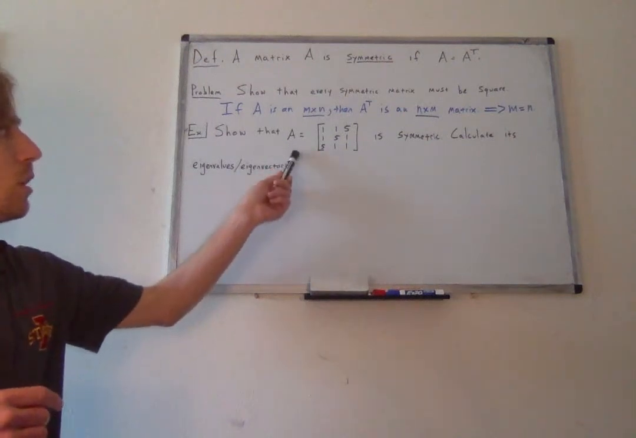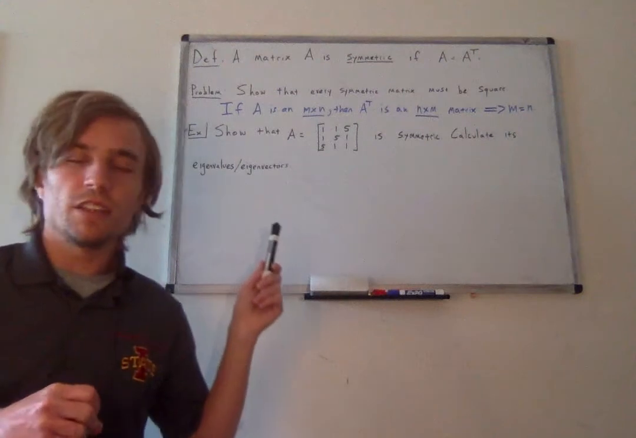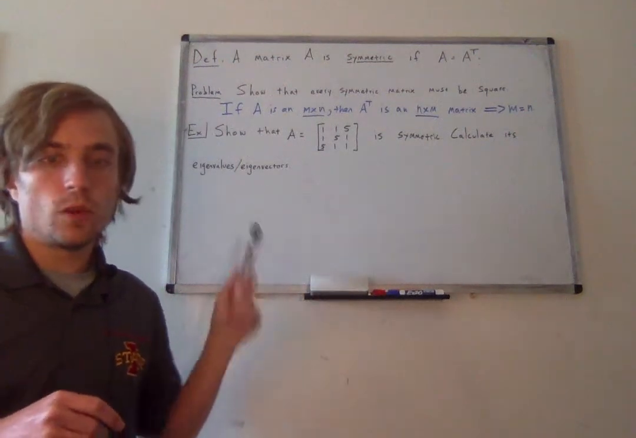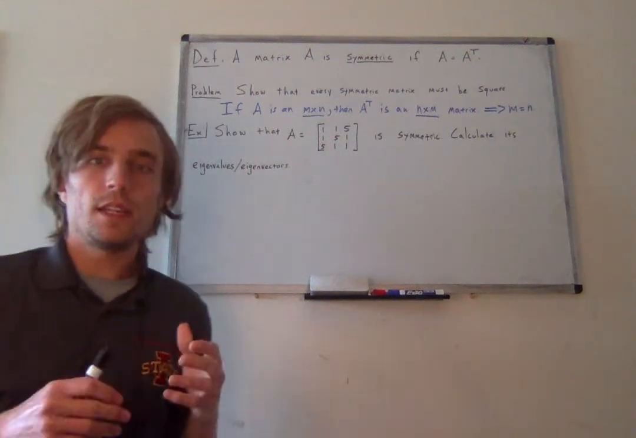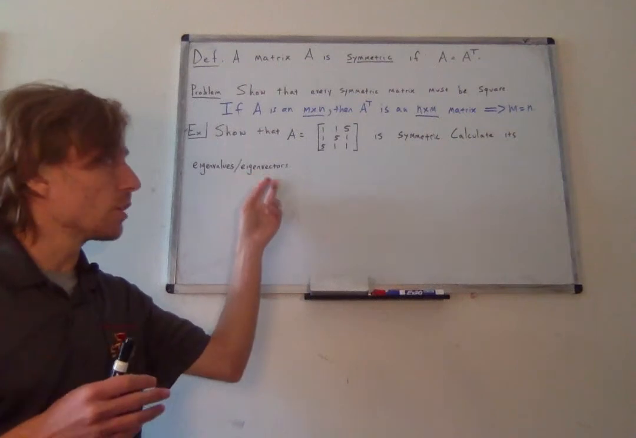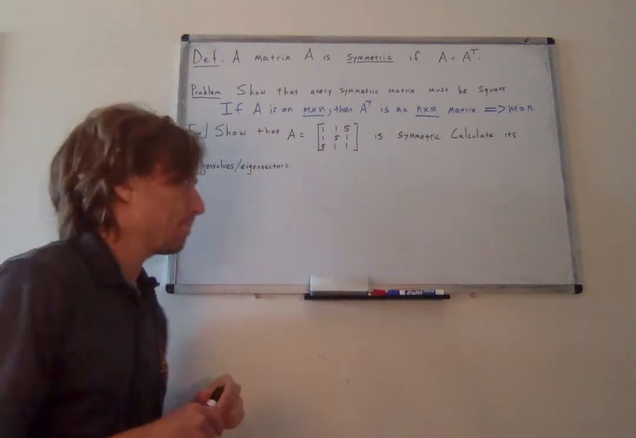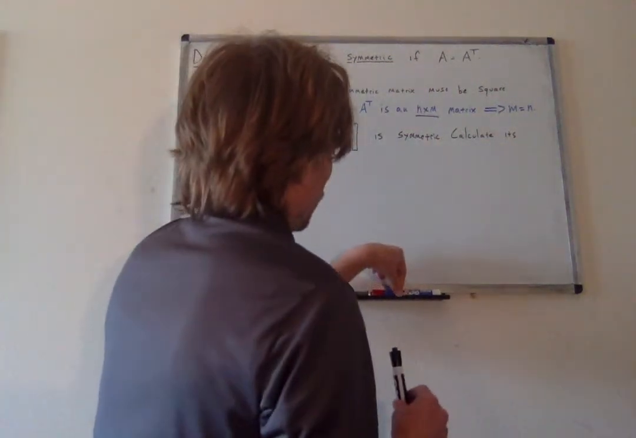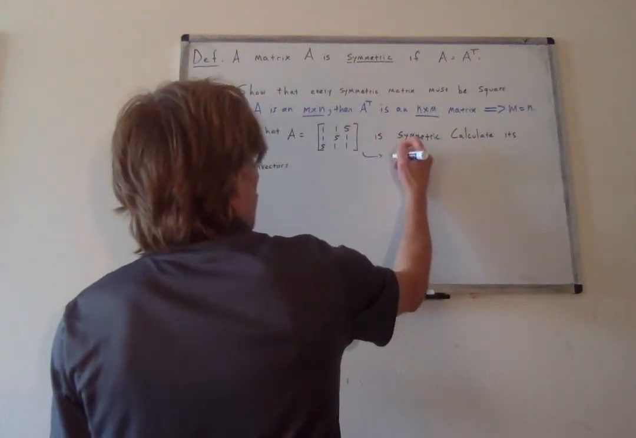So we want to show that this matrix is symmetric, and then we want to calculate its eigenvectors and its eigenvalues. I have a reason for wanting to do this. As we'll see, the eigenvectors in particular of a symmetric matrix are very interesting. So you can tell what symmetric matrices look like.